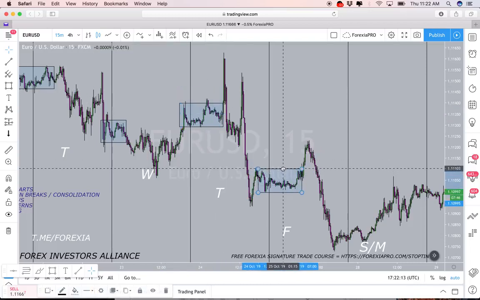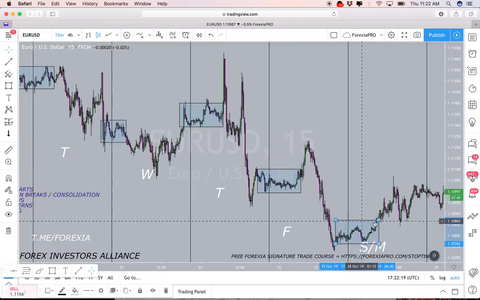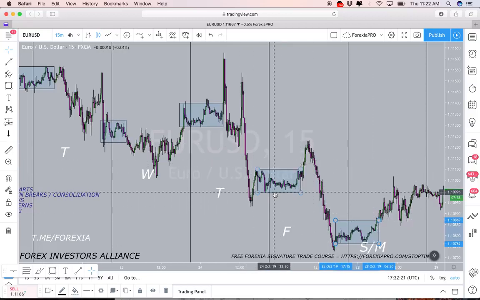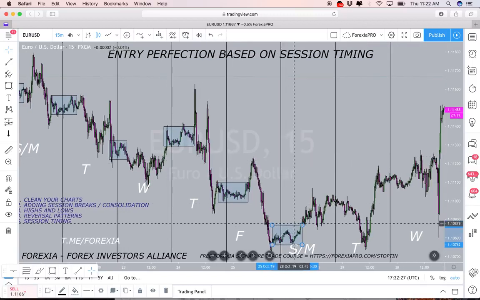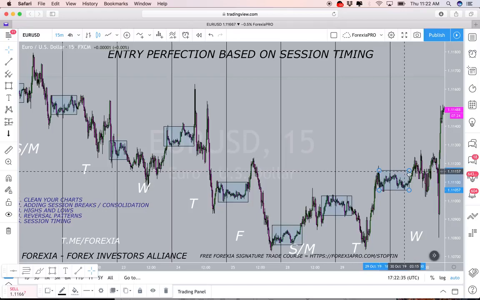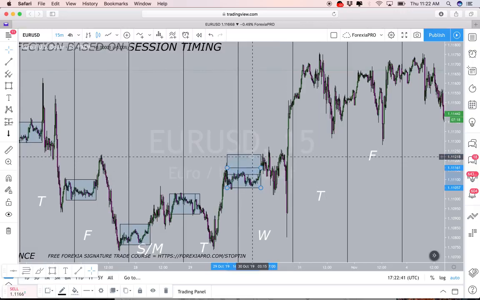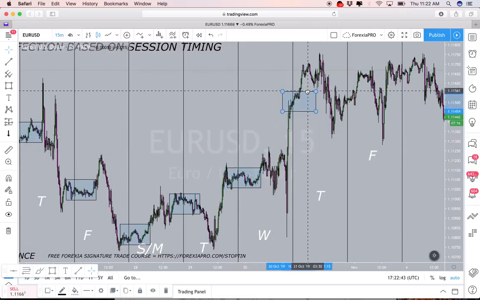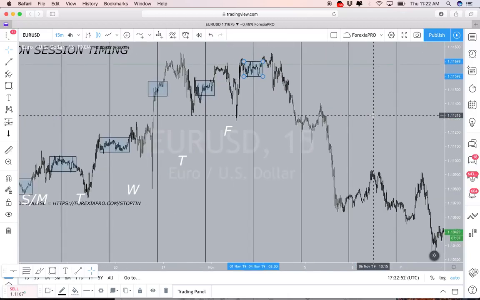There we go. More consolidation. Consolidation. It's once you see it, you guys, once you see it, you can't unsee it. That's the best thing. So we're literally just copy and pasting this box over and over and over. There we go.